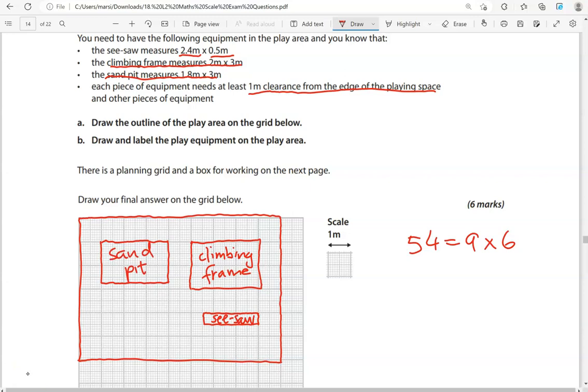And we've kept a 1 meter clearance from the edge of the playing space, as well as in between the different equipments. And we've got the seesaw, climbing frame, sandpit. We've drawn an outline of the play area. We've drawn and labelled the play equipment on the play area.